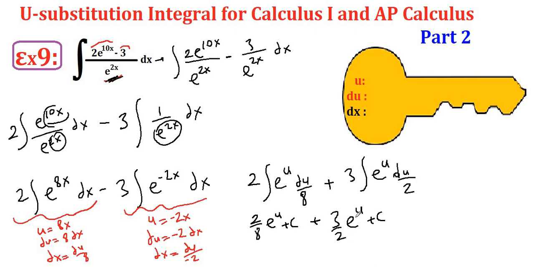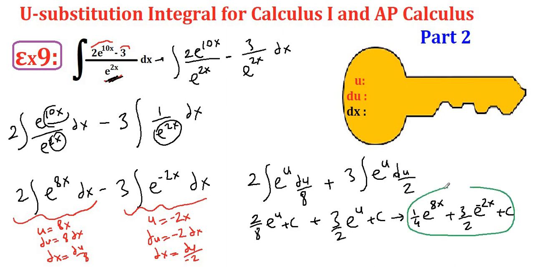Now we need to bring u back. So in the first integral, we have 2 over 8, which is going to be 1/4 e to the 8x instead of the first u here, and then plus 3 over 2, and instead of u in the second integral, it was -2x, and plus c for all of them. So this is our final answer.